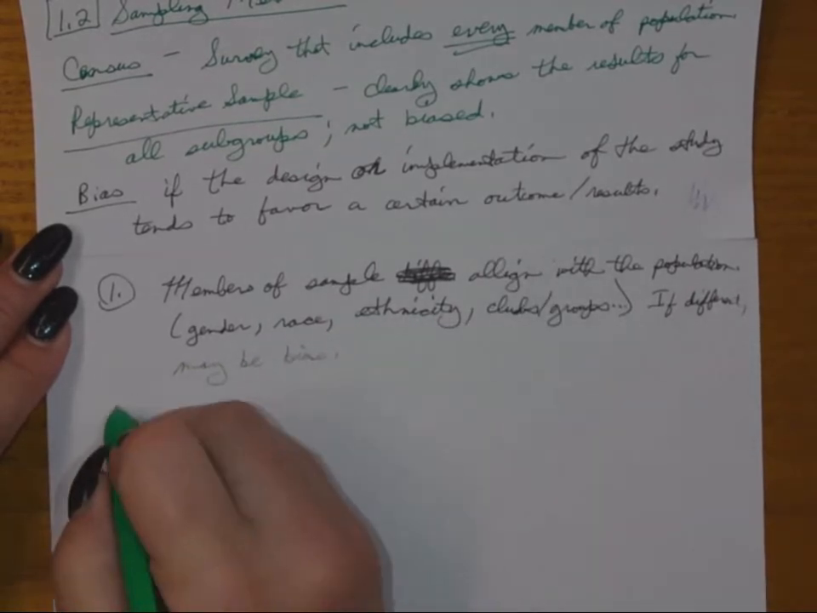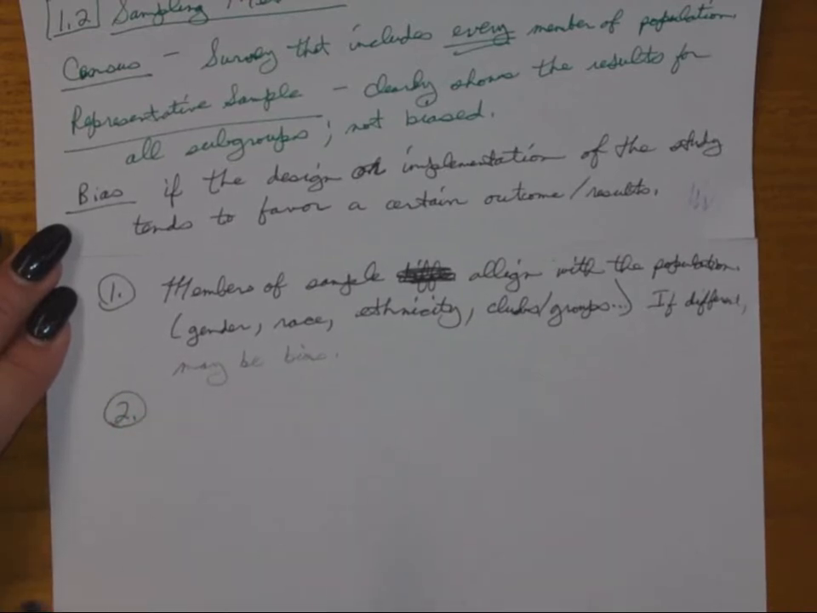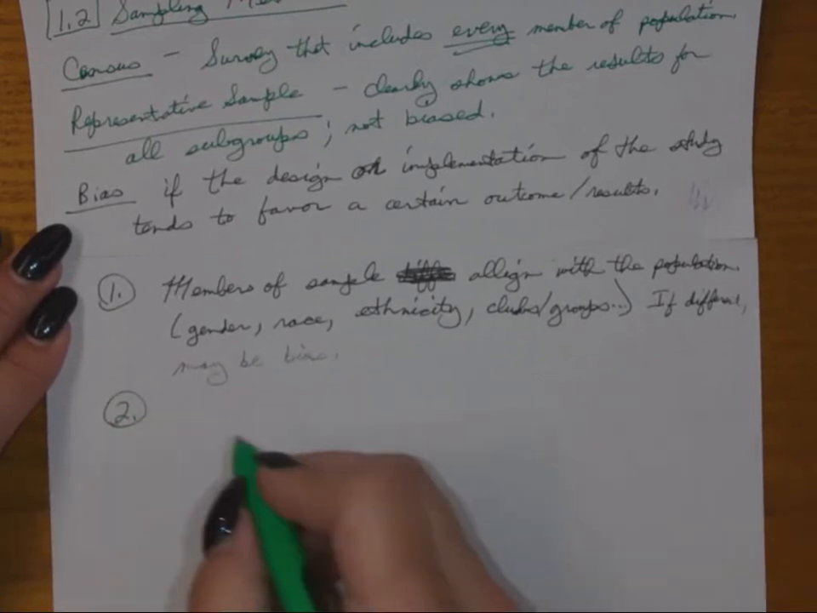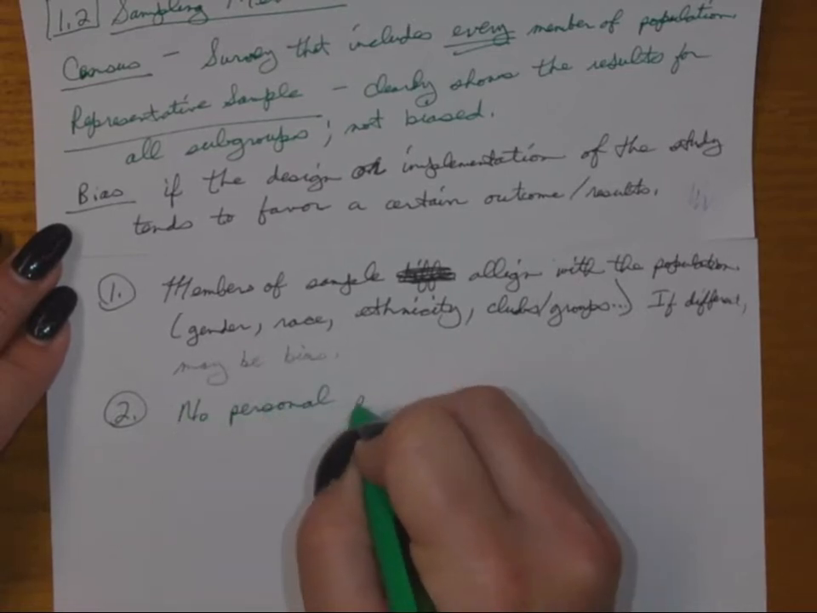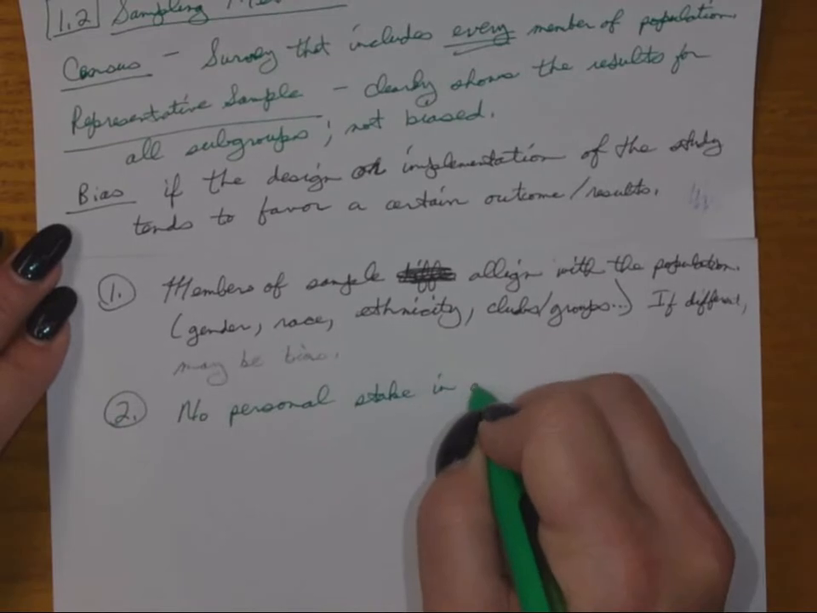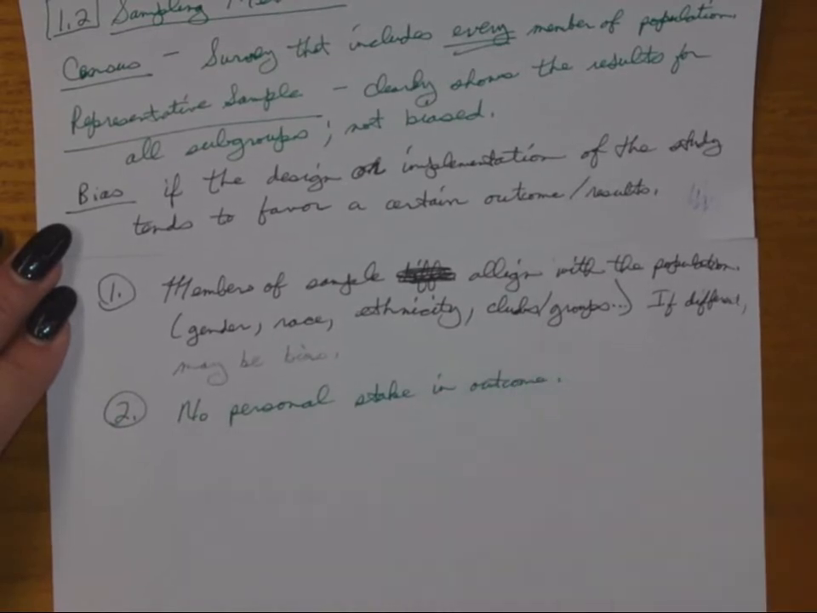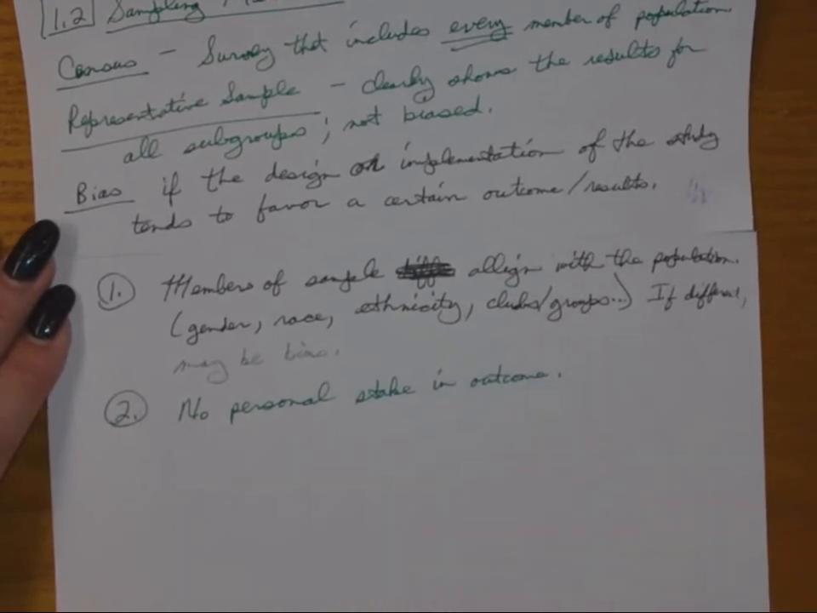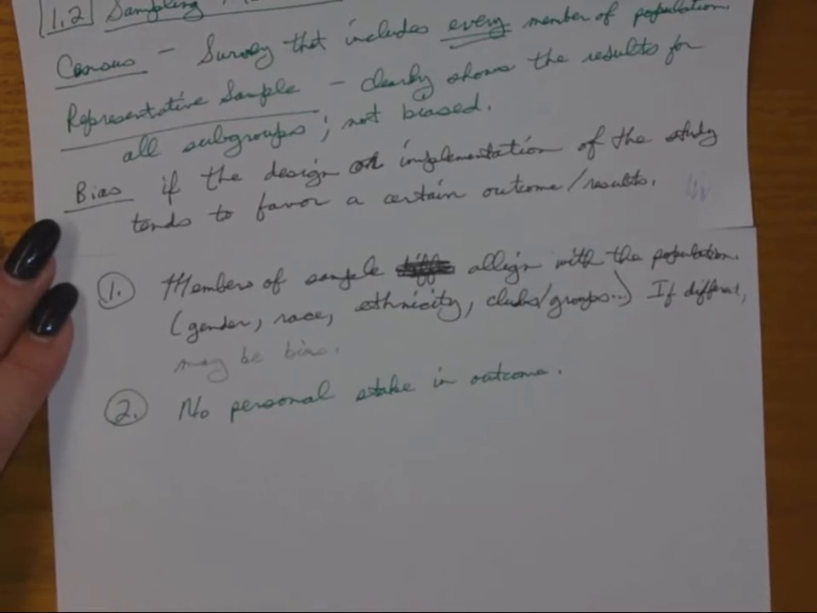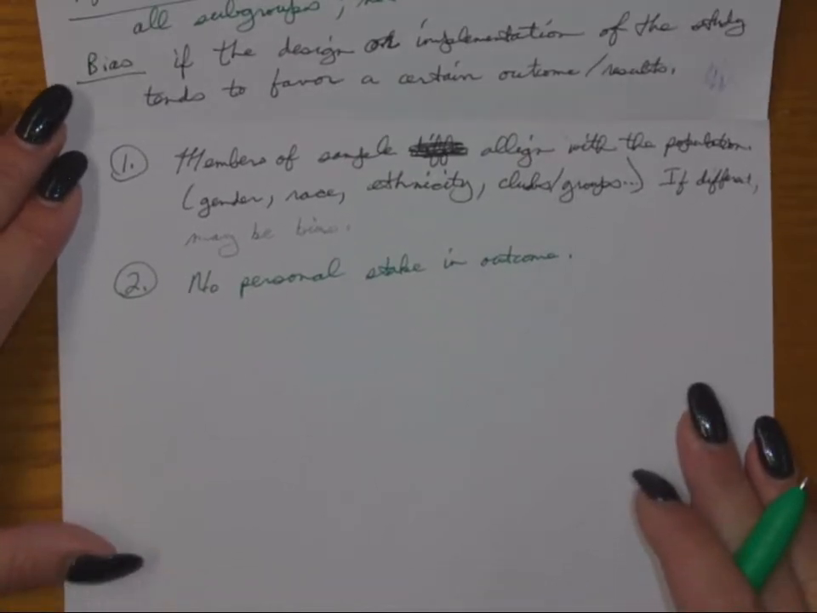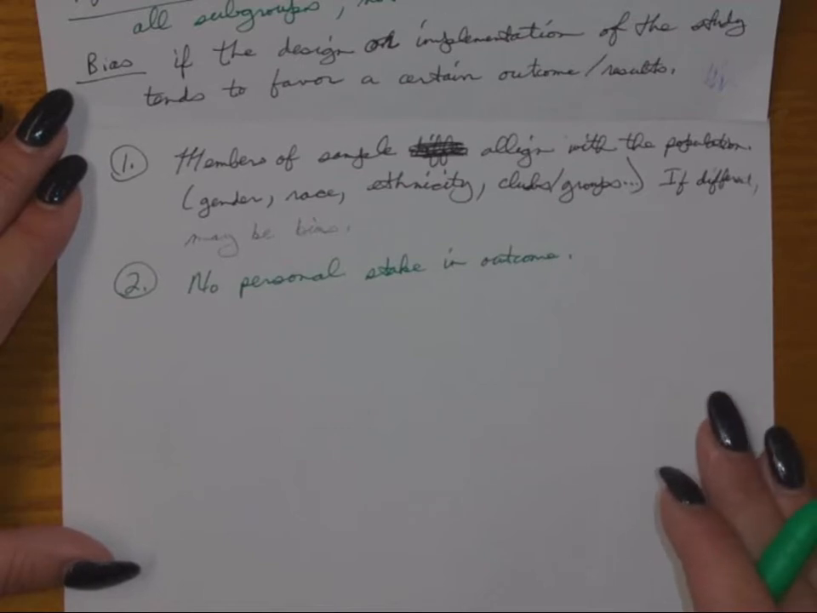All right, number 2. We want to make sure that I don't have a personal stake in the outcome. Okay, so in other words, if I'm working with that antidepressant medicine and I really want that antidepressant medicine to work for kids that I'm interviewing, I'm working with, then I should not be the one interviewing because I have a personal stake and that's bad for the outcome of the thing.